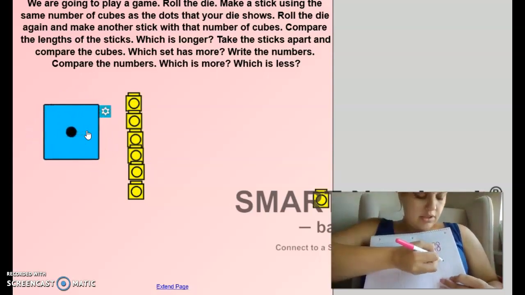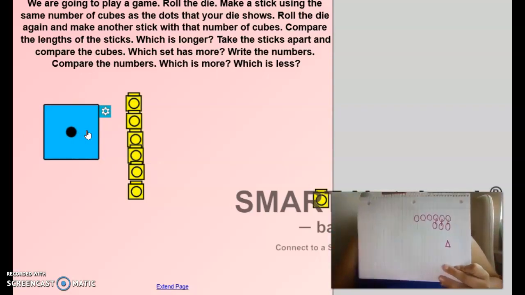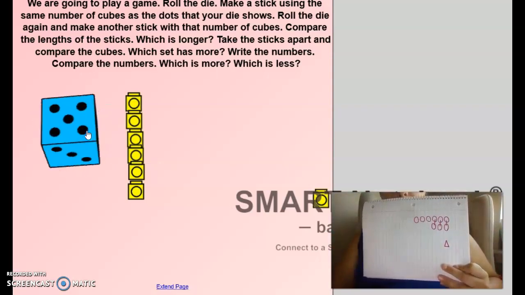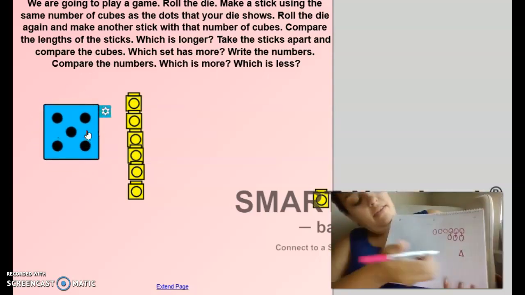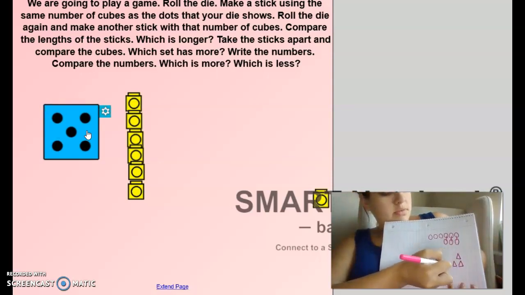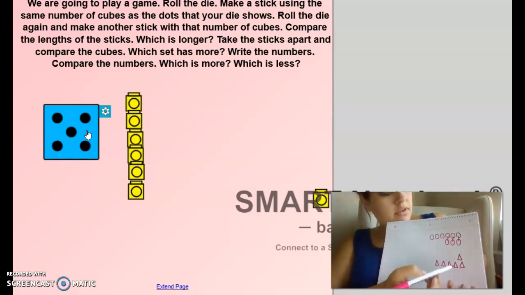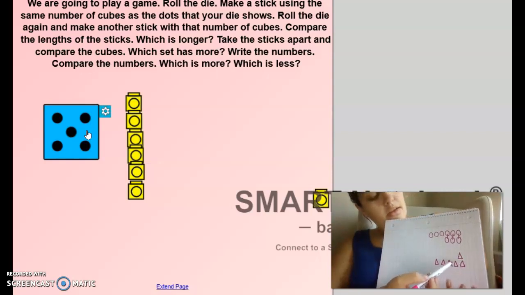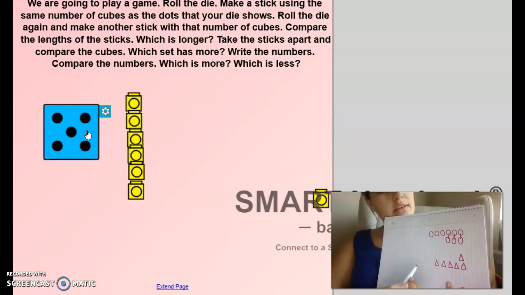Okay, we have one, so let's draw one triangle. And then what did we get? Oh, a five. Okay, so we'll draw five more triangles below it. One, two, three, four, five. Look at which row of triangles is longer, which has more.